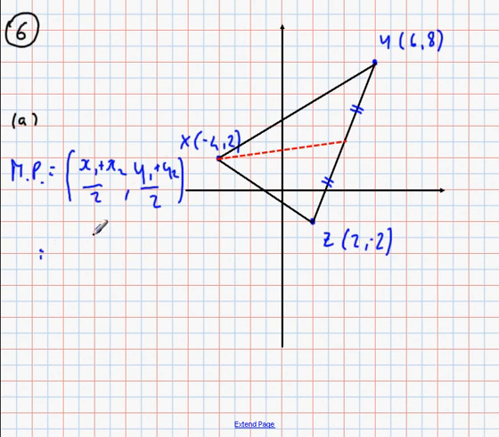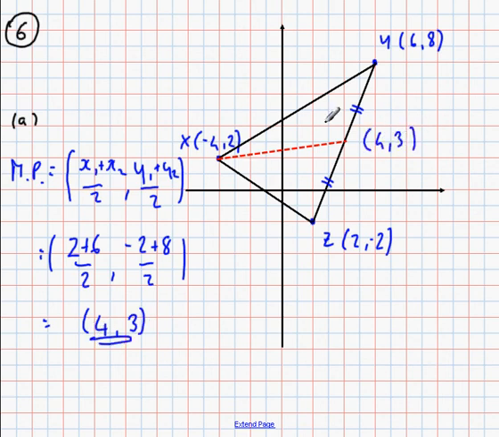So that'll be 2 plus 6 over 2 for the x coordinates, and minus 2 plus 8 over 2 for the y coordinates. 2 plus 6 is 8, 8 over 2 is 4, minus 2 plus 8 is 6, 6 over 2 is 3, and the midpoint is 4, 3. We've now got 2 points that lie on the median, so we can find the gradient of the median, y2 minus y1 over x2 minus x1, 3 minus 2 over 4 subtract minus 4, and that gives us 1 over 8.